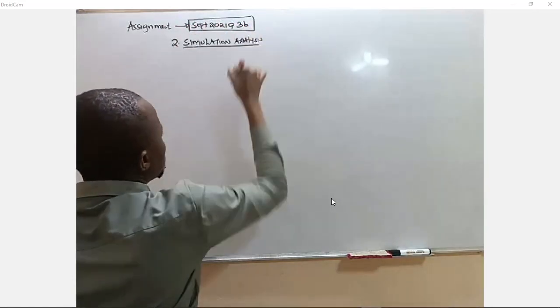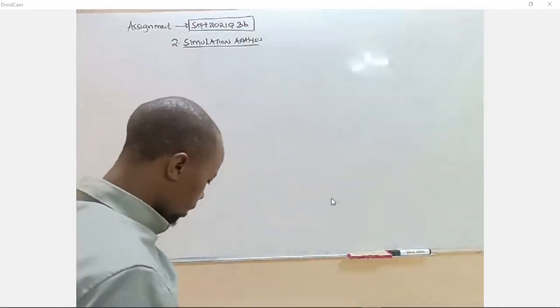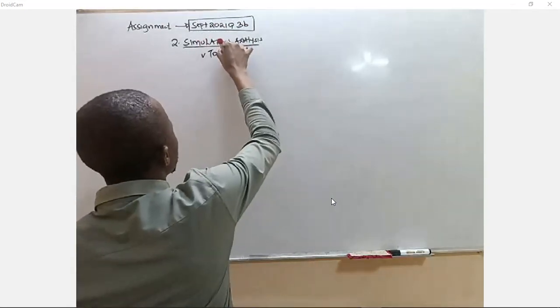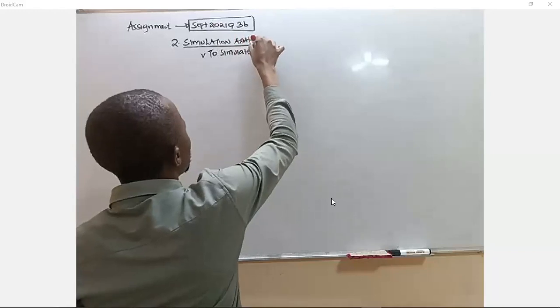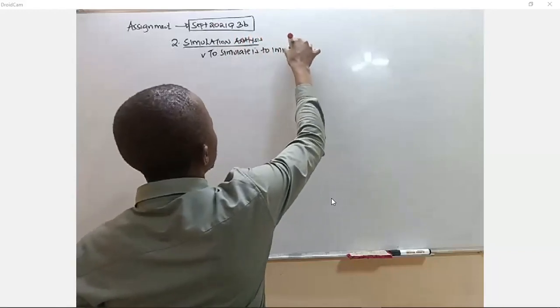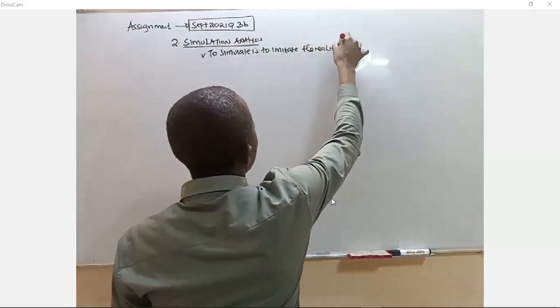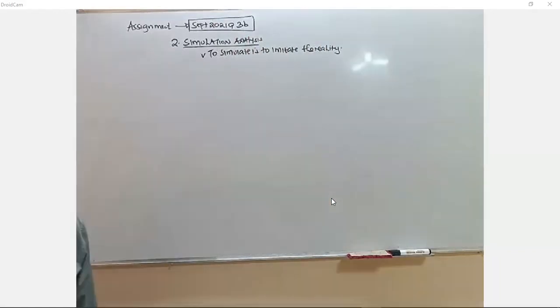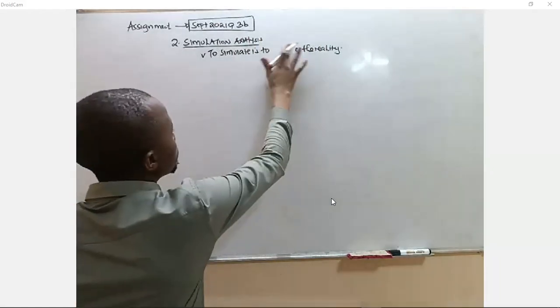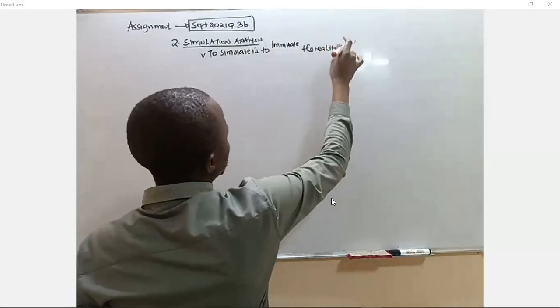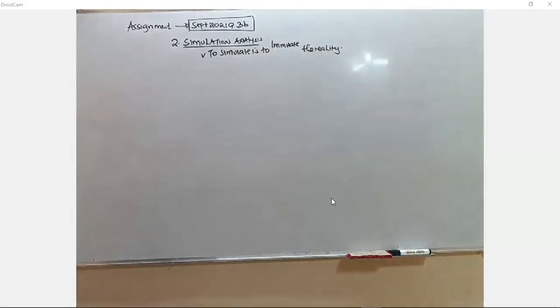Simulation analysis. It is something that we have already done in the past. But what is to simulate? To simulate is to imitate the reality. Is that how we normally write imitation? I think it should be like that. So to simulate is to imitate the reality.